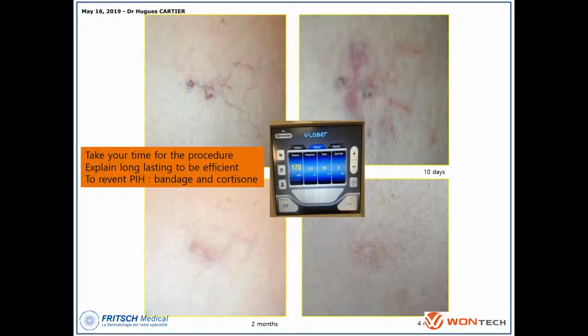So be careful. The procedure is very, very slow. You have to take time and be careful. You have to have a good setting, but with this V laser it's easy to modify as well. As I told you, you see that in 3 sessions you can reduce it, and sometimes you need more for leg vessels.